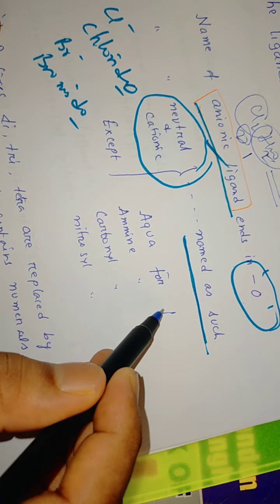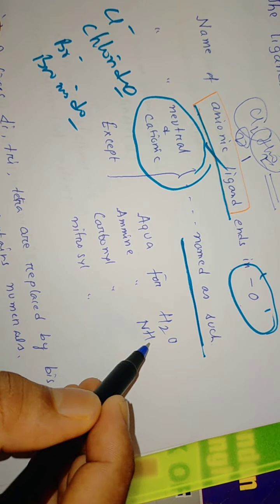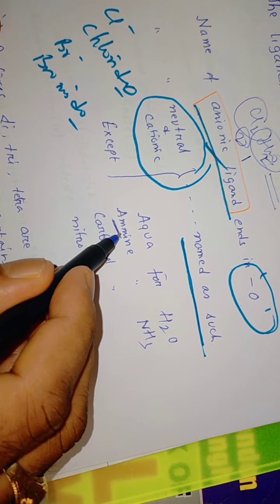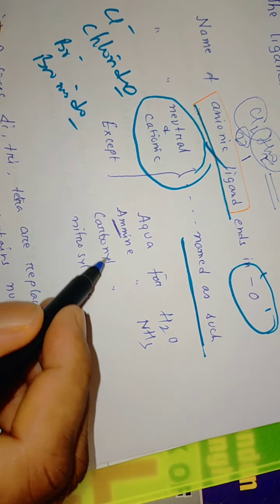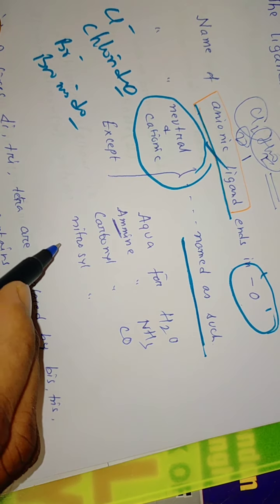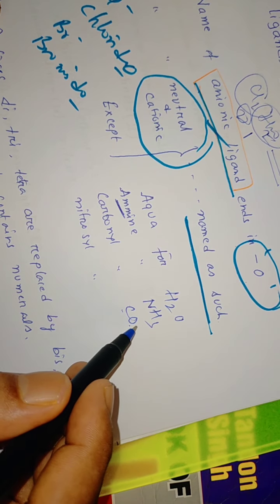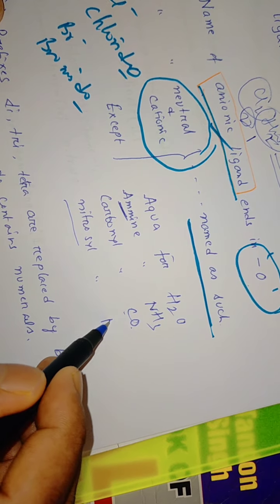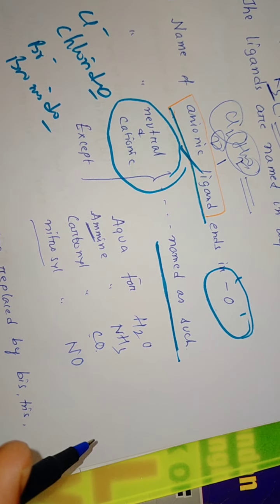aqua for H2O, ammine for NH3. Remember, in ammine double M is there, but when you are writing 1,3-diamine, 1,2-diamine, this is small m, 1 M is there. Carbonyl we have to write for CO. Remember, CO, same size of carbon and oxygen, otherwise sometimes you have to write cobalt instead. Nitrosyl, it is NO.